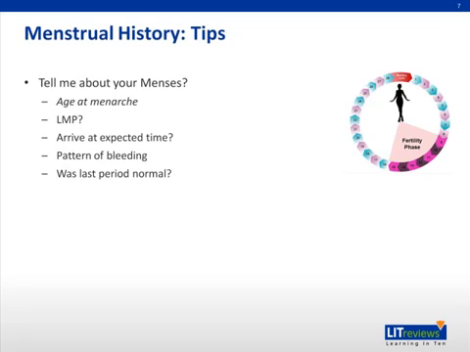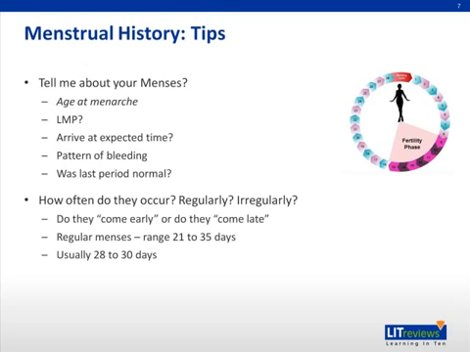Also important to know whether the last period was normal and whether it arrived at an expected time. Also ascertain the pattern of bleeding. Was it normal or was it abnormal? Important to know how often the periods occur, whether they are regular or irregular. We therefore have to know whether they come too early or too late.